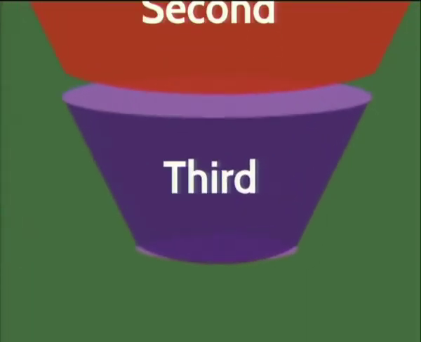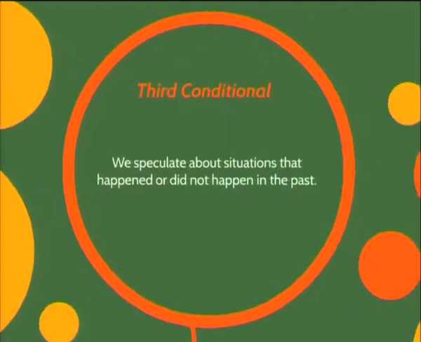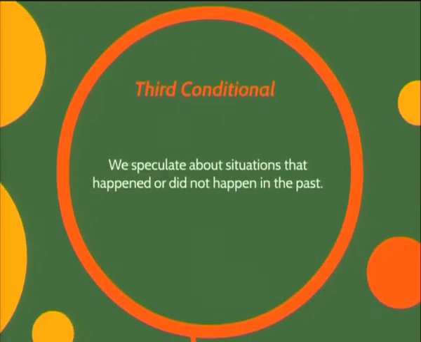Last but not least, the third conditional. We use the third conditional to talk about situations that happened or did not happen in the past. So these are unreal or even impossible conditions because they are in the past and we cannot change what has happened.